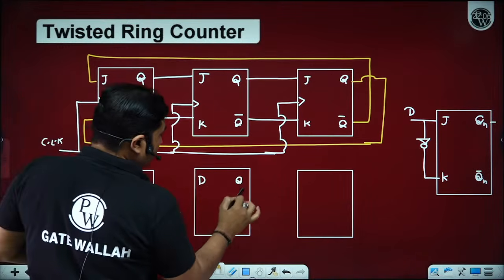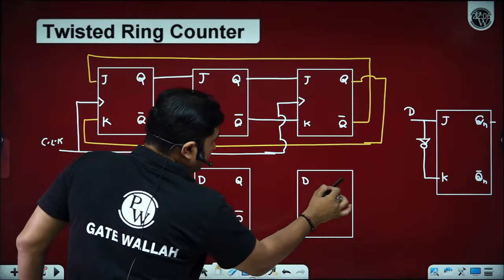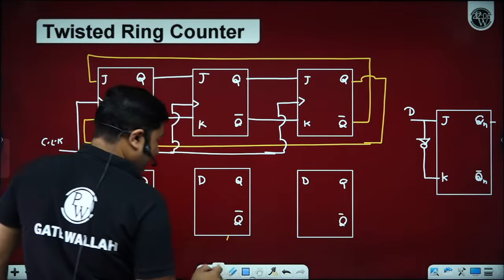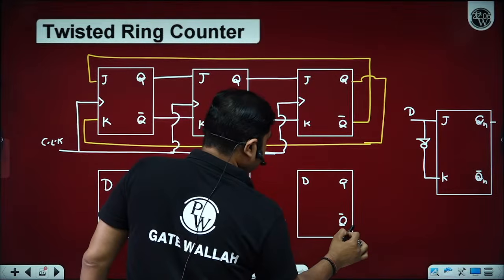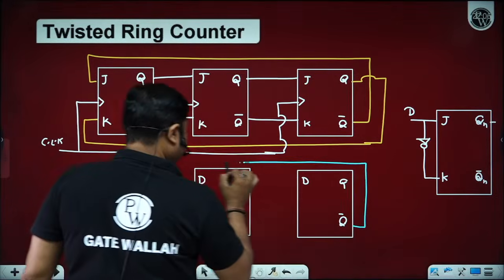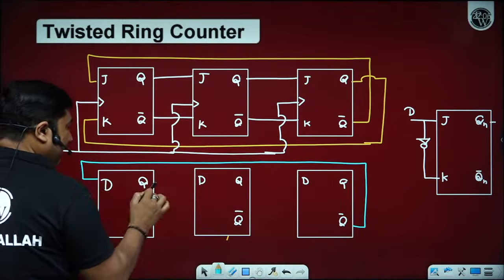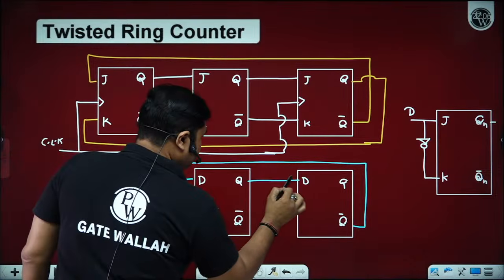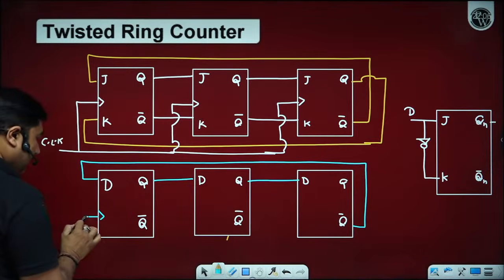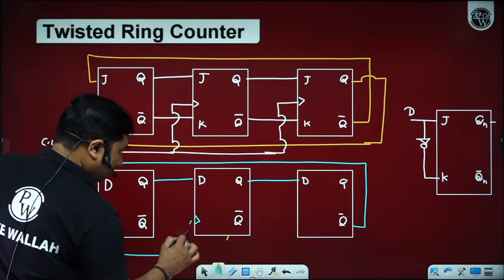D, Q, Q bar, D, Q, Q bar, where the output of this one is connected with the input, and these are being shifted. All are connected with the same clock.